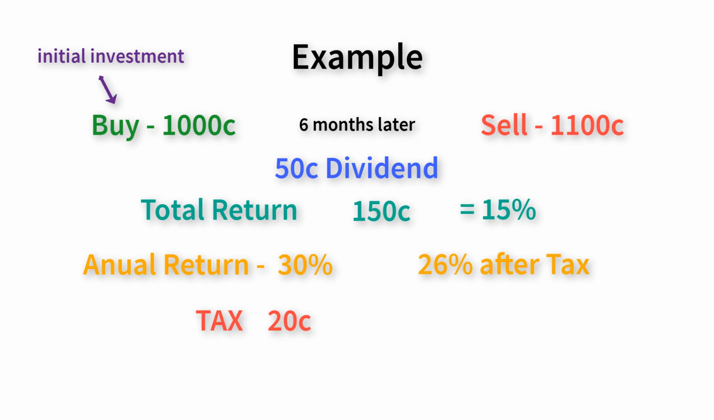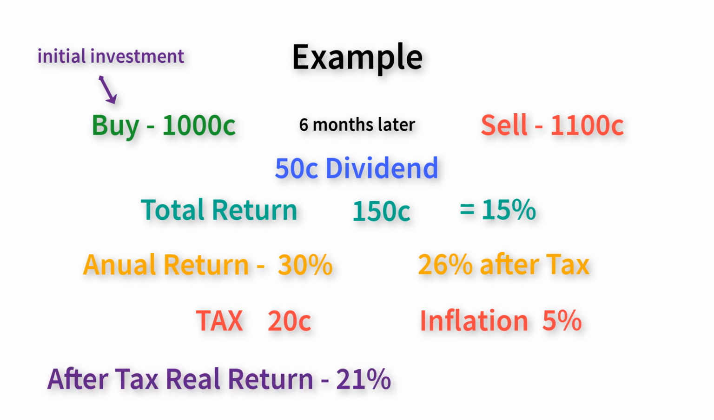Now we also need to take into account inflation. Let us assume that inflation is approximately 5% per annum. So now your after-tax real return is 21%. In other words, 26% minus 5%. Is that the whole story? No, not really, because every investment also involves a level of risk. The problem with risk is that it is almost impossible to measure, but it is definitely there, and you need to take it into account.